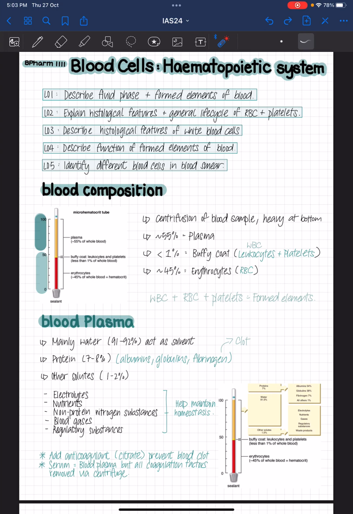Okay, today we'll be revising IASM block number 24, which talks about blood cells, haematopoiesis, the formation of blood cells, their histological features and functions.